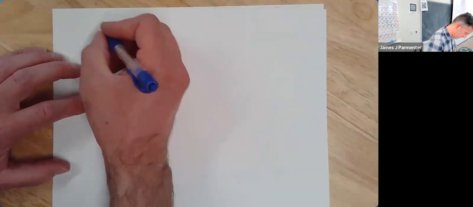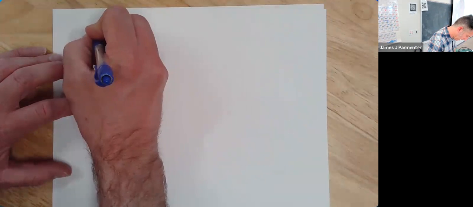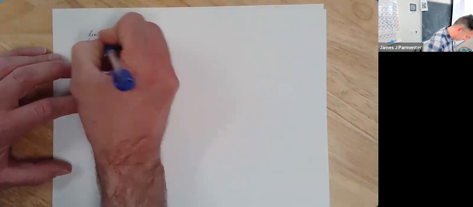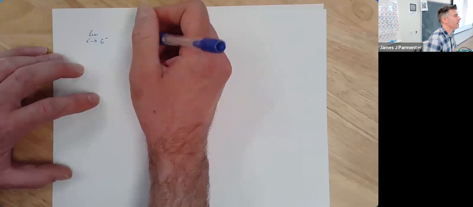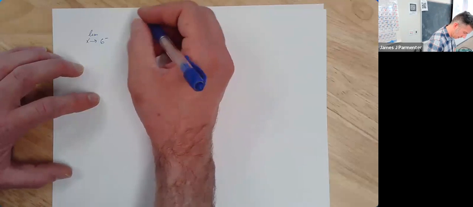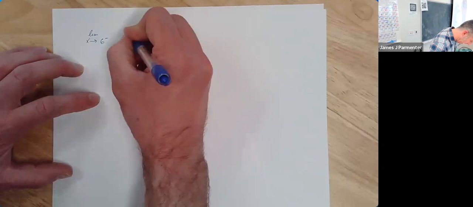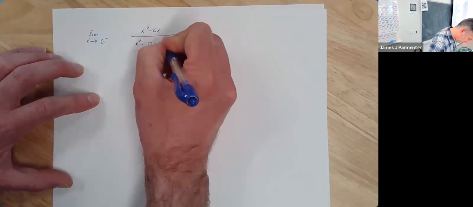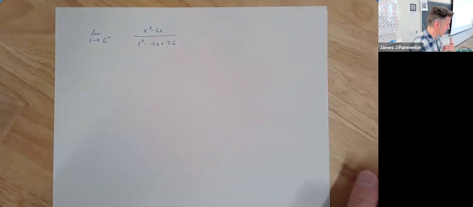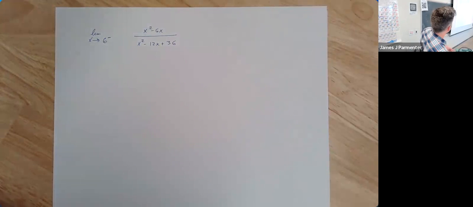So let's say we had something like the limit as x approaches 6 from the left of x squared minus 6x over x squared minus 12x plus 36. Just be not interesting. It's fine. This is problem 3 from section 2.3, in case you're curious, or a version of it.